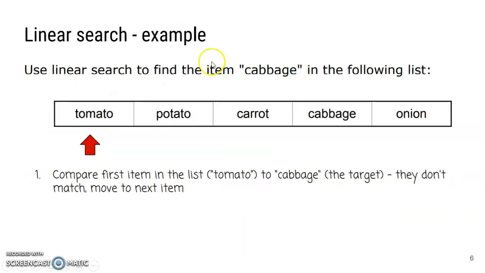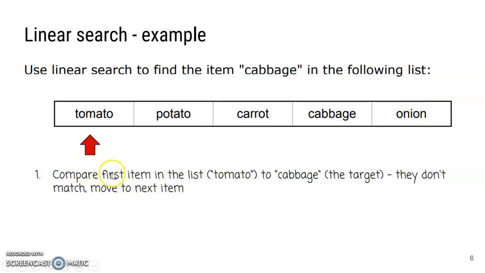So here's a simple example. Use a linear search to find the item cabbage in the following list. We've got in index position 0, tomato. In index position 1, we've got potato. In index position 2, we've got carrot. In 3, we've got cabbage. And in the final position, we've got onion.